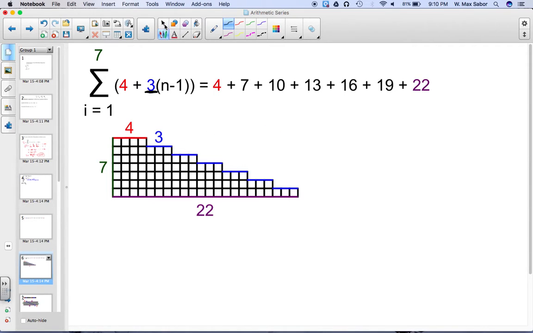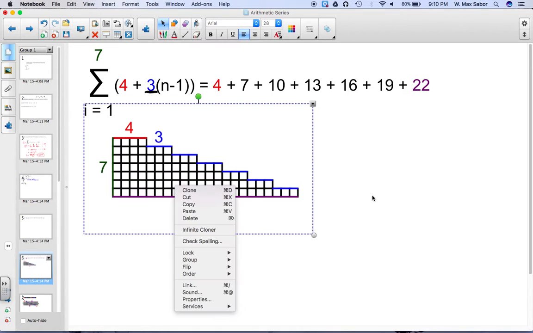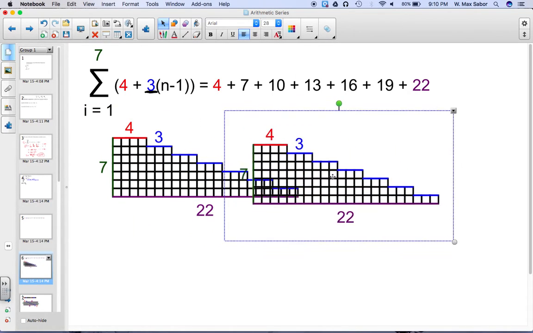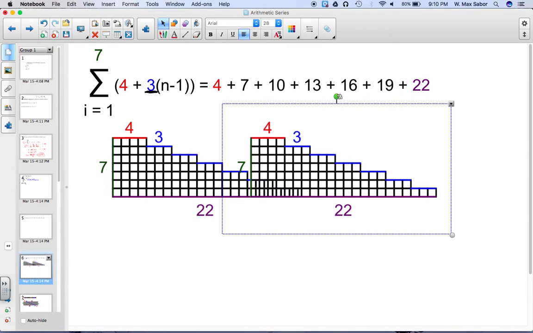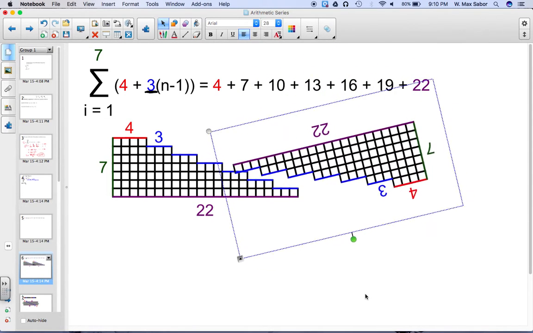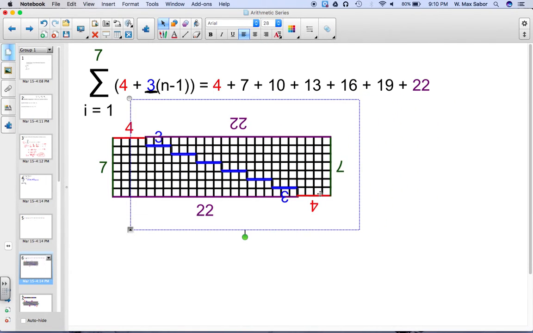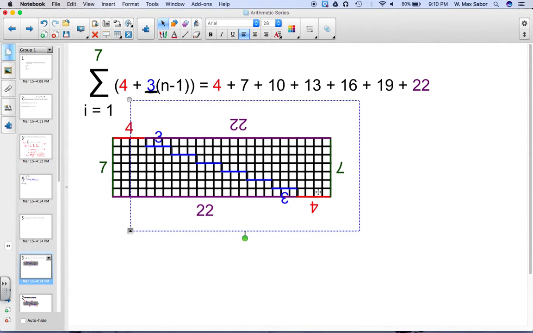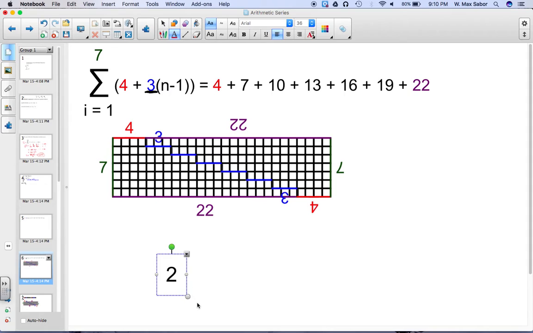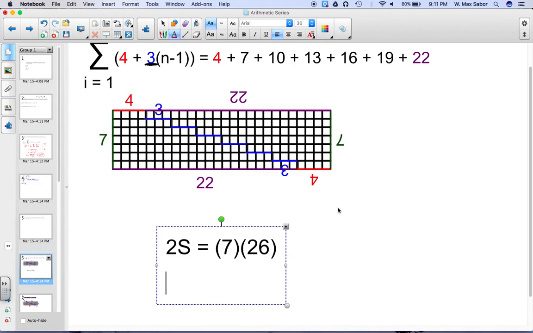The big idea was if we take a copy of this and essentially do the same thing that Gauss did, adding the other number in the list to it. So here, this is equal to 2 times the sum. Now we have a rectangle, which is really easy to find the area of. This is a 7 by 26. So S is 7 times 13.